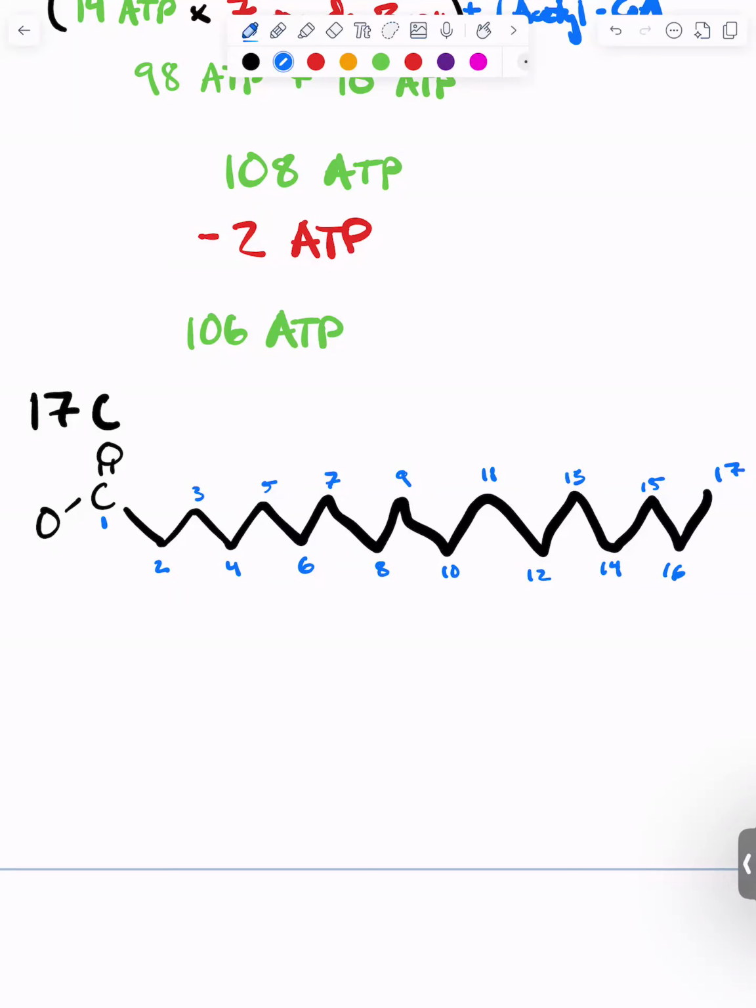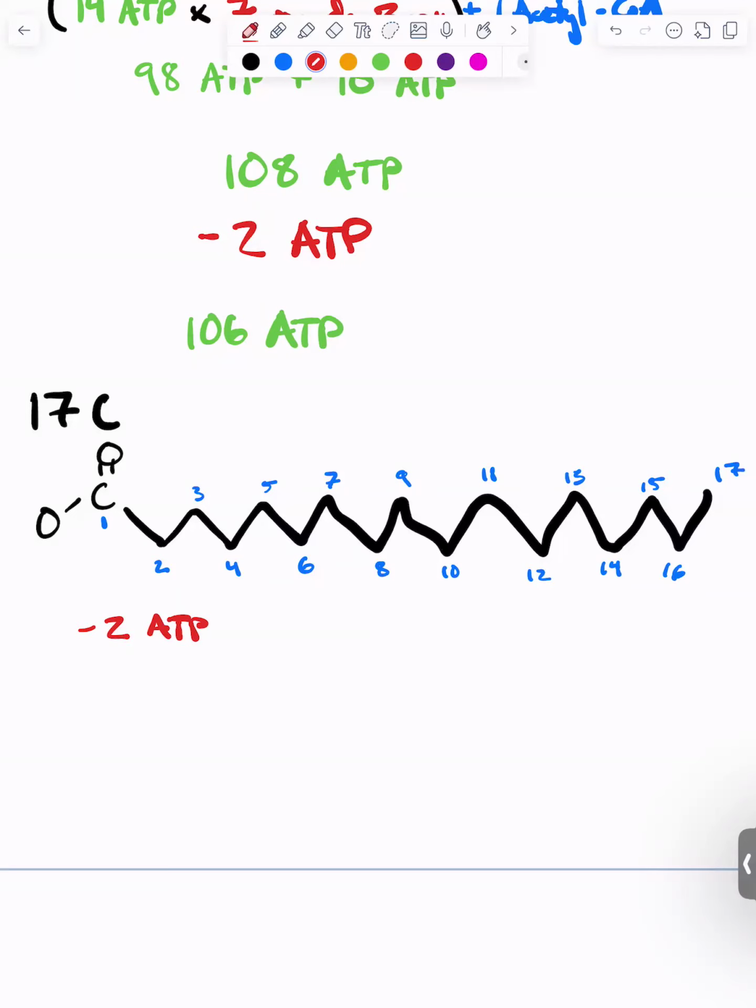Everything else is identical. First off, let's remember off the top that we need to start with a -2 ATP, no matter what we're doing. We have to activate our fatty acid, attaching to coenzyme A, at the expense of 2 ATPs. Great. Okay. So then what really changes?